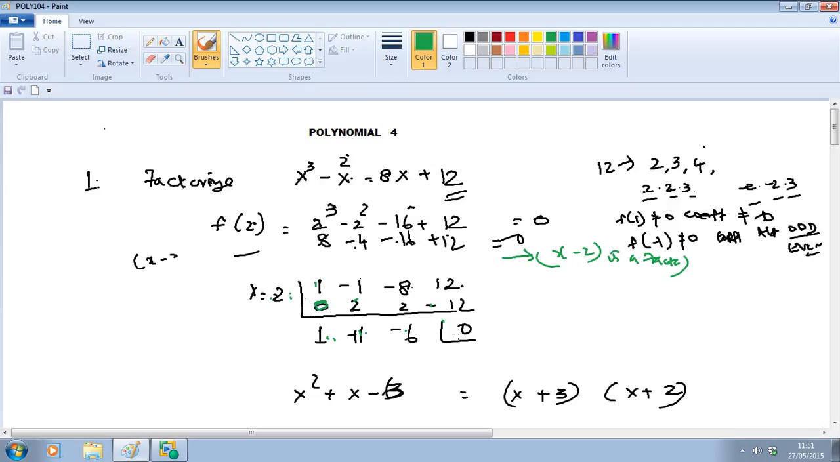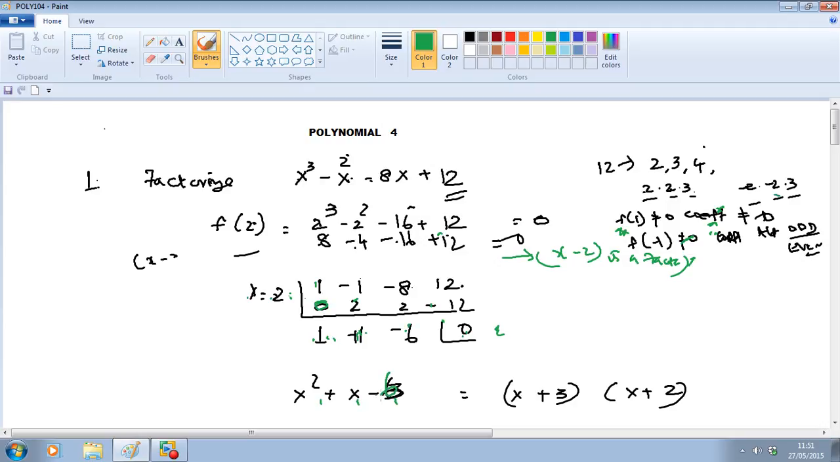Suppose this is not working, what do you have to try? Put x equal to minus 2 and try. That is the only way. Again you try the same thing. Now we got the one-level-less equation. Now this is x square plus x minus 6.